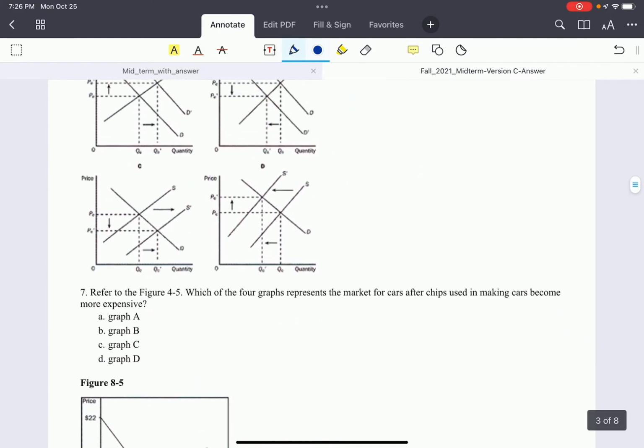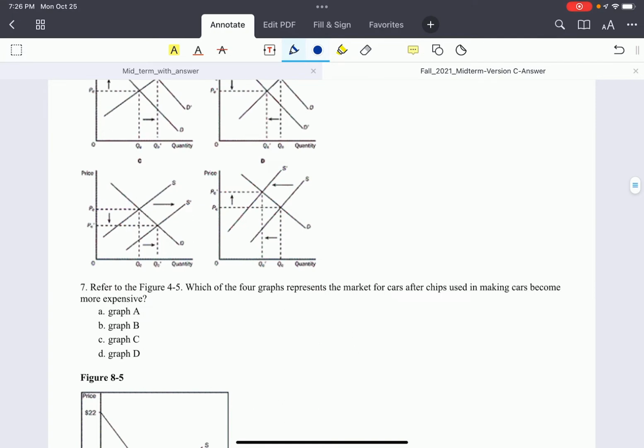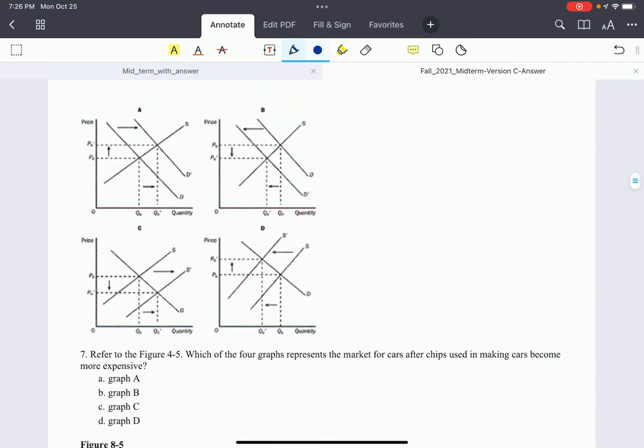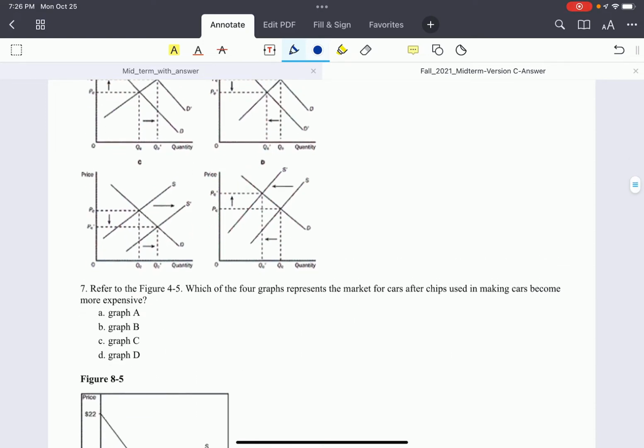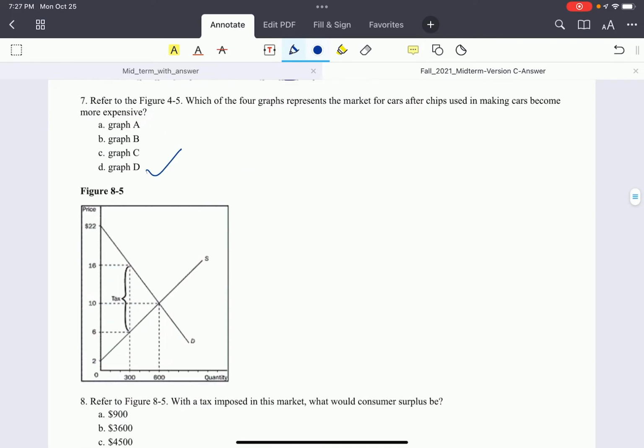Seventh, which of the four pictures represents the market for cars after chips used in making cars become more expensive? So here you can see that first you would understand only the supply curve will shift. Second, it says input price increases. So you should see that the supply curve should shift to the left. And looking at all these pictures, you can see that the fourth choice is the correct one. So you should choose D here.